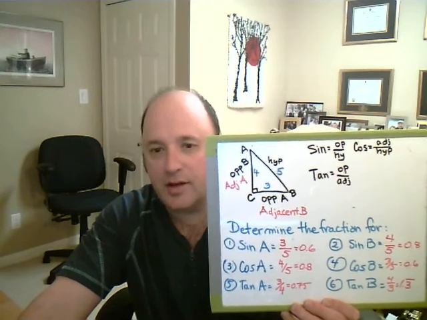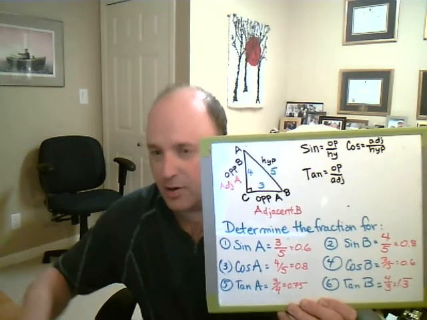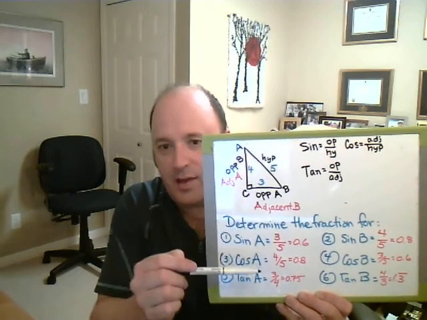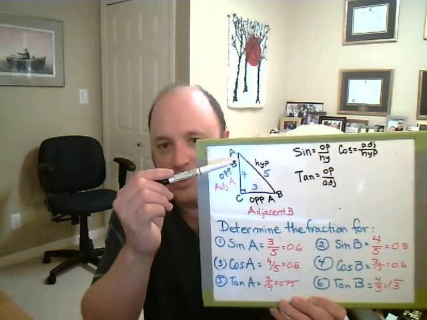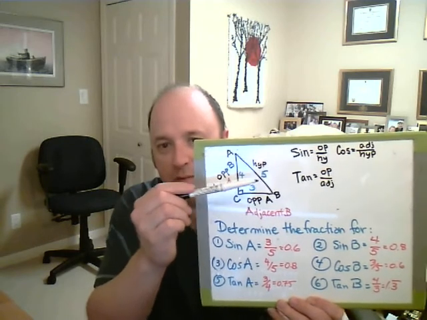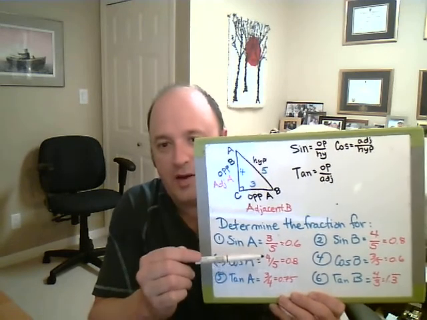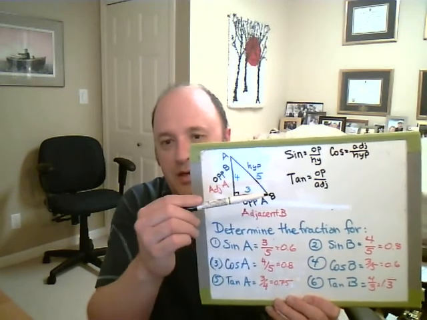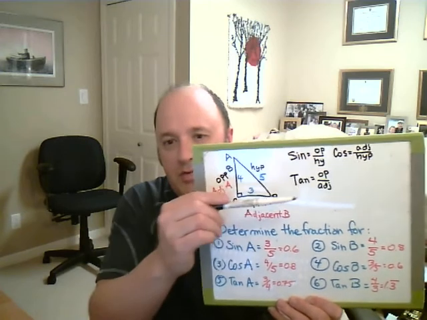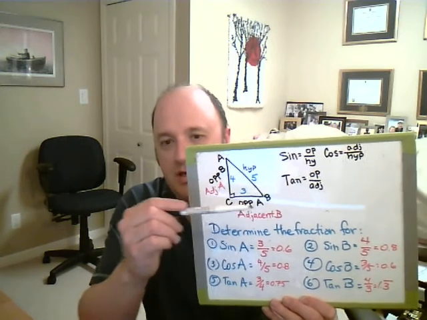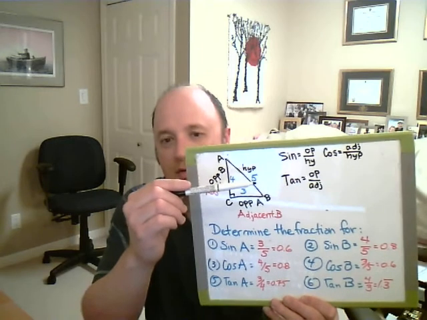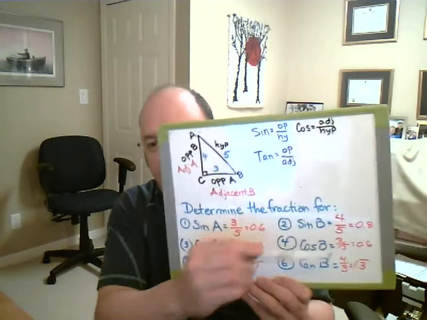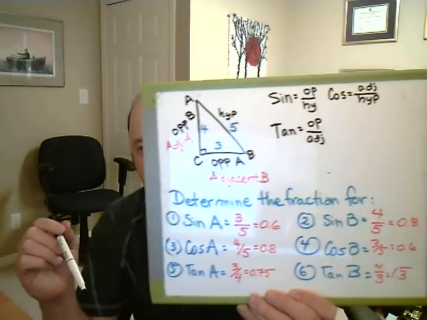Okay, so this is what I got. The cosine of A. Now remember, cosine is different. Cosine is adjacent over hypotenuse. So from angle A, I look for the adjacent of A, which is 4, divided by the hypotenuse, 5. So 4 over 5. The cosine of B, I do the same thing, but this time I look from angle B: adjacent over hypotenuse. Adjacent of B is this side here, so that's 3, and the hypotenuse is 5, so 3 over 5. Bada bing, bada boom, right there.